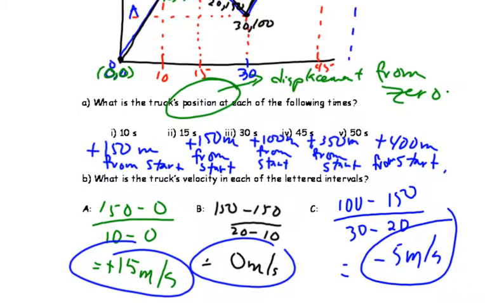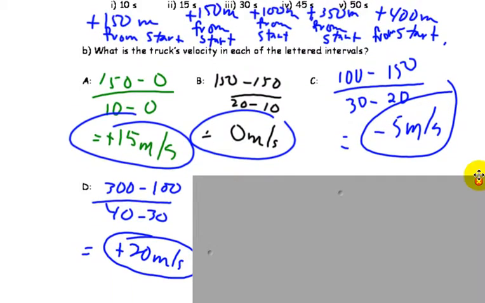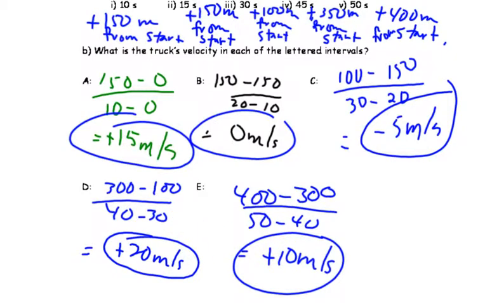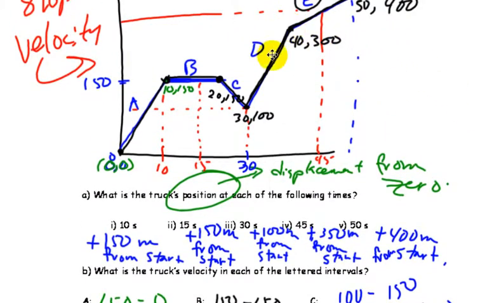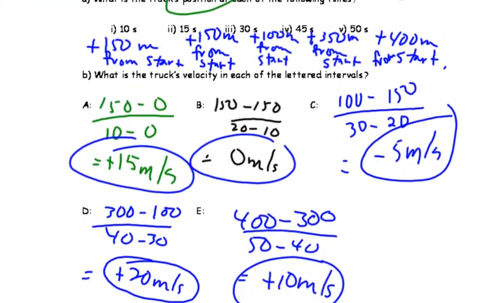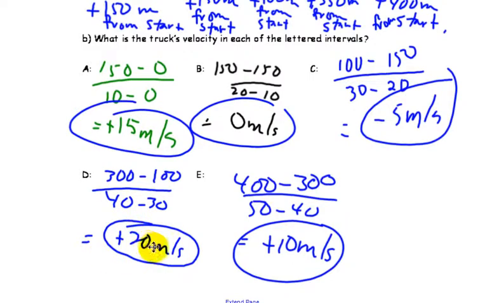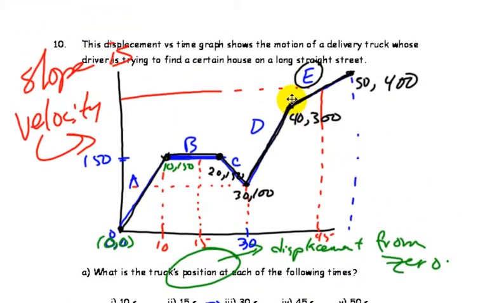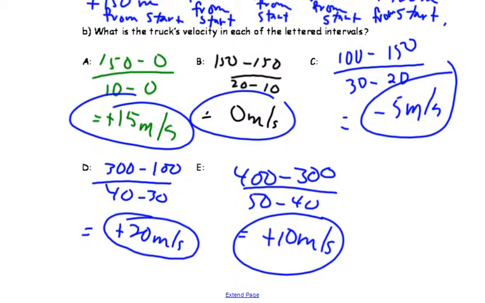We're going backwards. And the final two movements, 300 minus 100 over 40 minus 30. Once again, your y-axis change divided by your x-axis change, plus 20 meters per second. And lastly, 400 minus 300 over 50 minus 40. And you can see we're going a lot slower there, and you can see that from the graph. The slope is not as big in section E as it is in section D. Okay, so those are your final answers. Hopefully you made out all right.